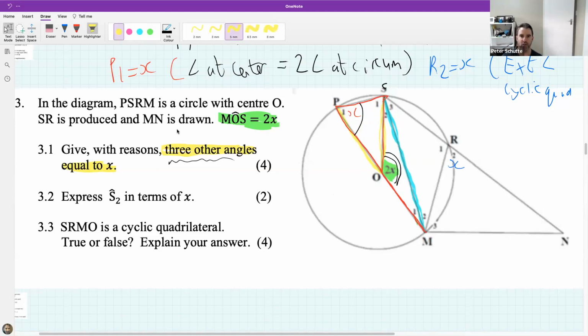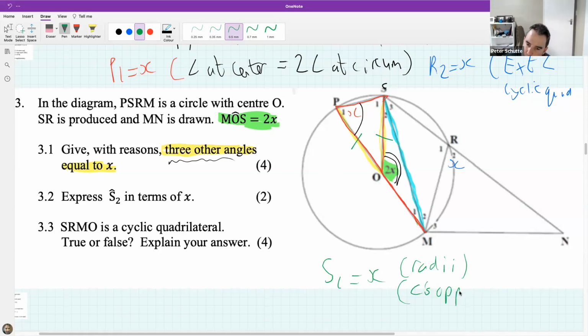Okay, now both of those are radii, which means that this must be equal to this. So what's the next angle equal to X? Khopotso, absolutely agree. Trishan, on the money there. Yes, so we say S1 is equal to X, and we can say either radii or angles opposite equal sides.